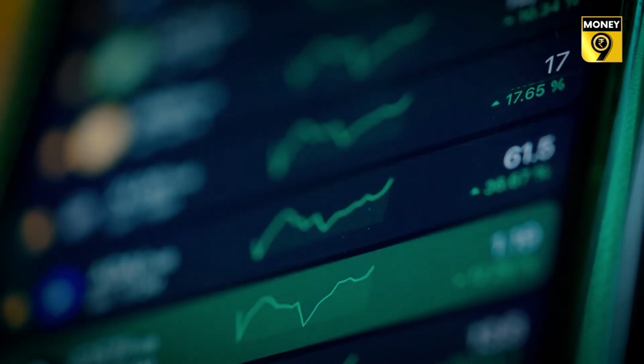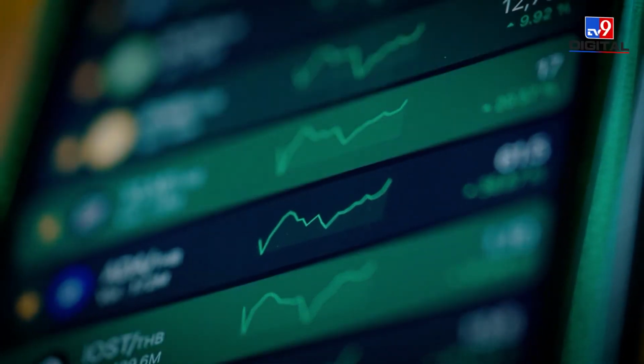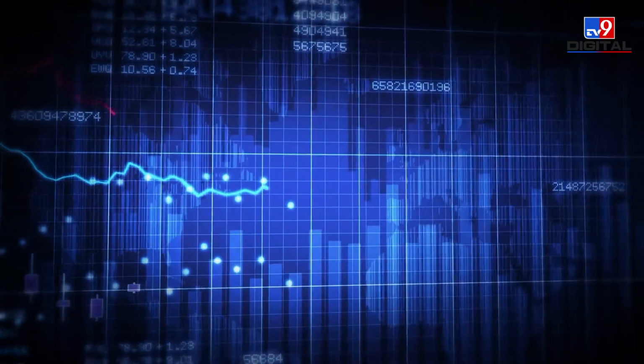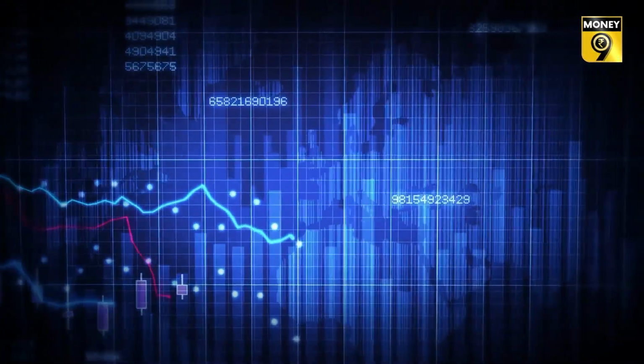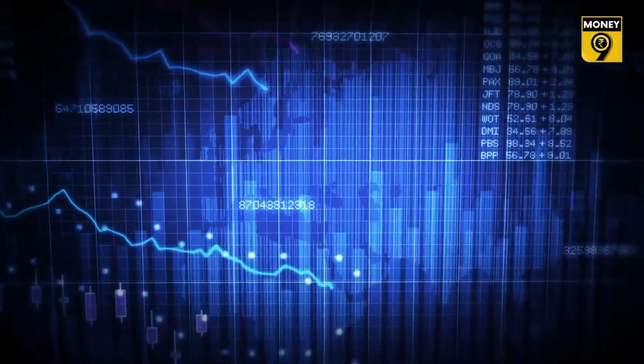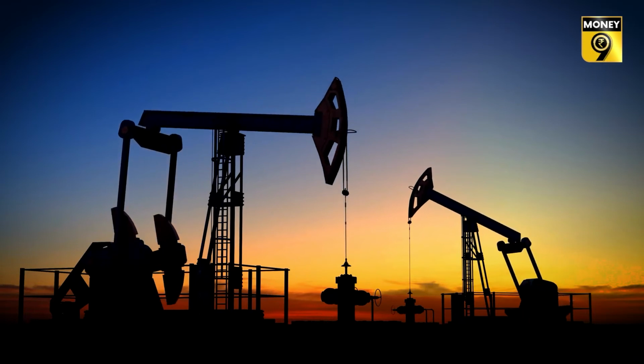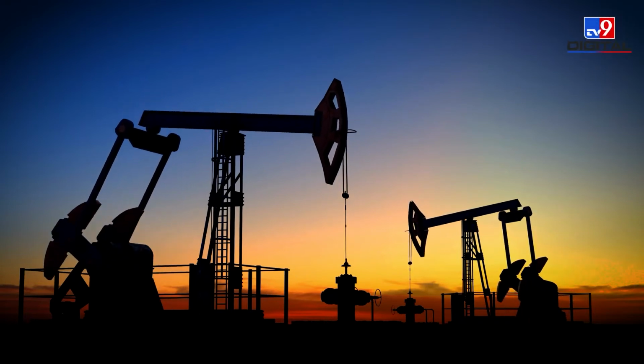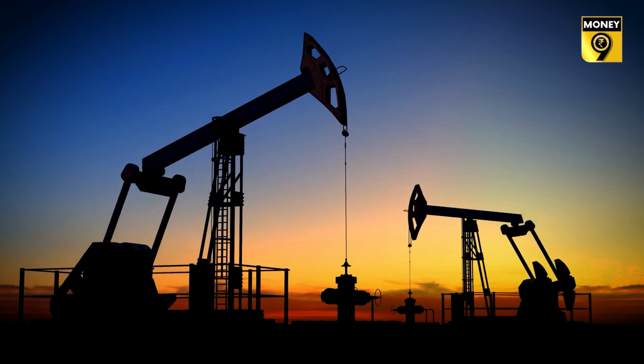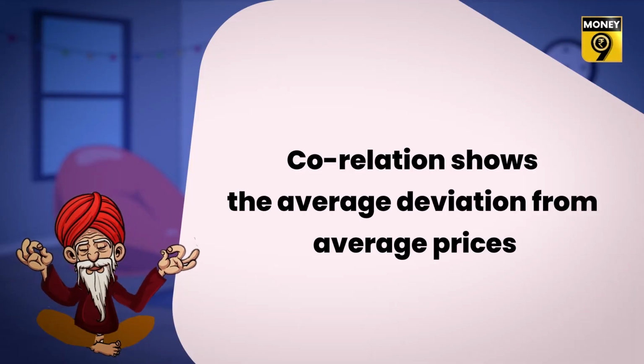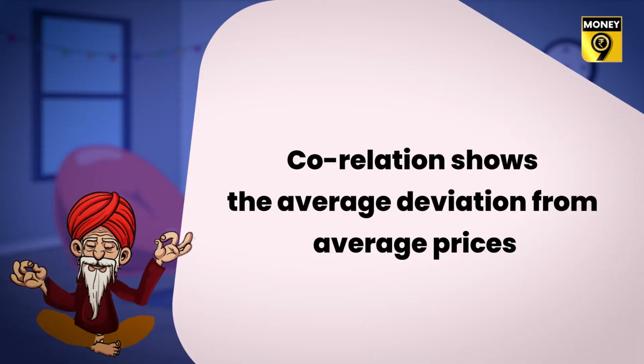To calculate correlation, we look at the average price of both the assets. Then we look at how much specific prices have deviated from the average price. Like if the Nifty price is higher than its average price, then what is happening to the price of crude at that time? Basically, correlation tells how much prices are deviated from average.